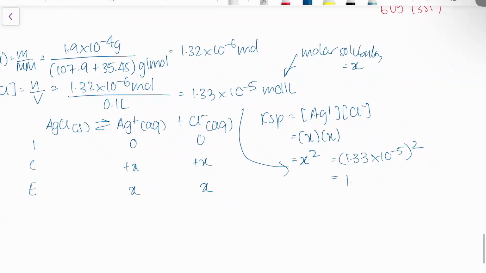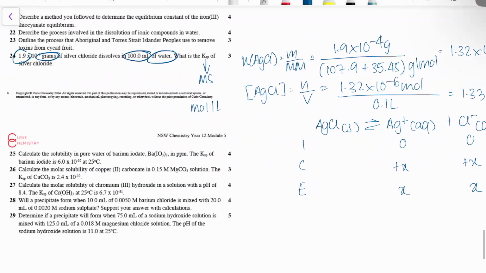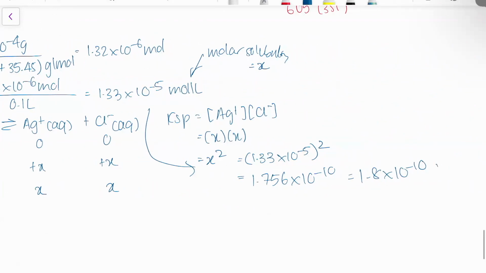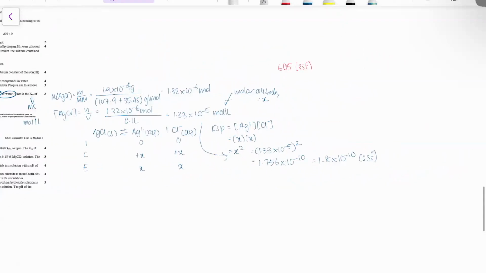1.756 times 10 to the minus 10. Times 10 to the minus 10. And then I will convert this, the 1.9 times 10 to the minus 4 grams is 2 sig figs. So this is 1.8 times 10 to the minus 10 to 2 sig figs. Any questions? No. Okay.